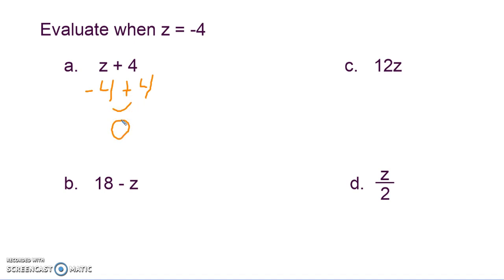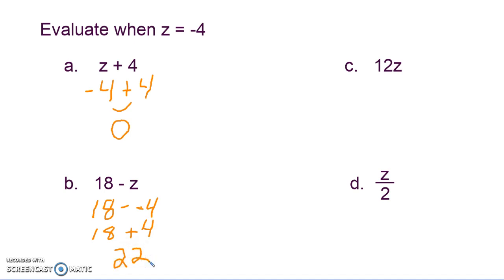In example B, we have 18 minus z. So we're going to do 18 minus negative 4. Now, minus a negative means to add, so I'm going to just rewrite this as 18 plus 4. So in this case, we get 22, positive 22.